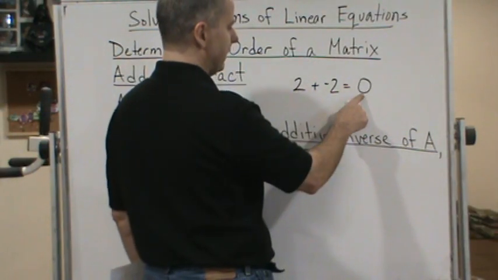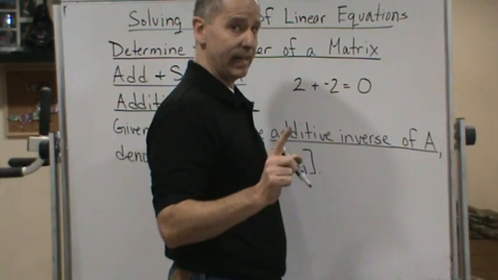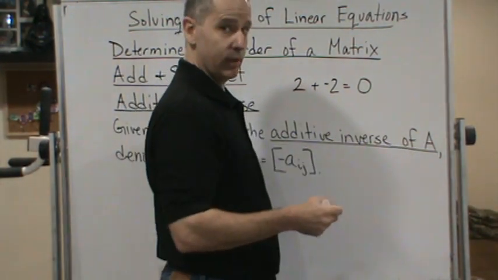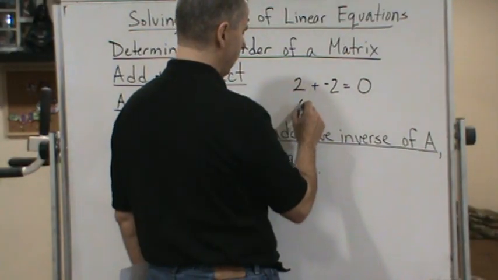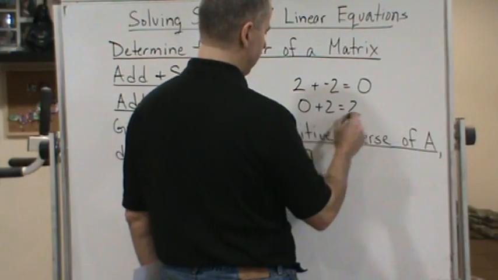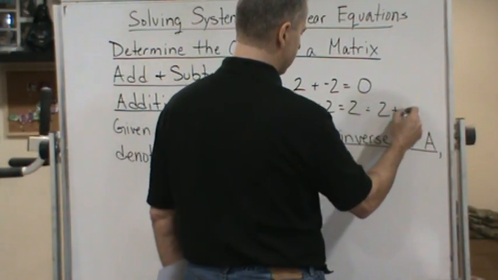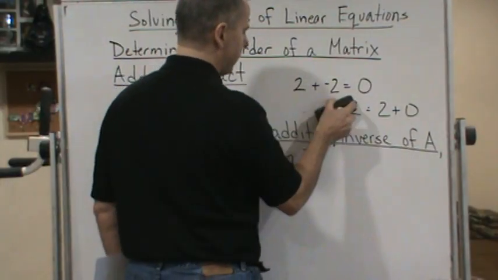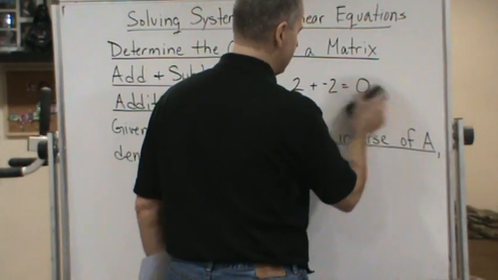And so 0 is the additive identity because anything you add to 0 gives you the same thing, right? So we get 0 plus 2 equals 2, which is equal to 2 plus 0, right? So when we talk about additive inverses, they're the opposite of each other.